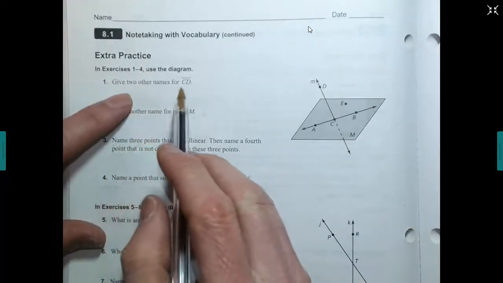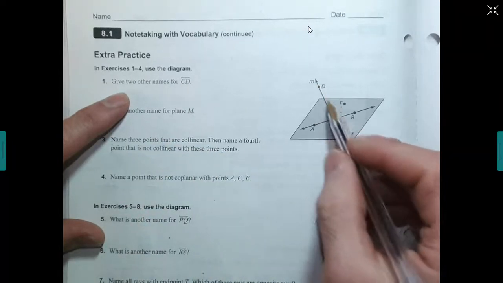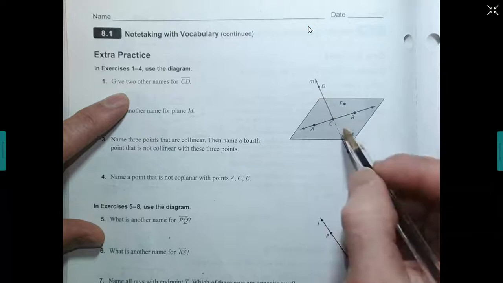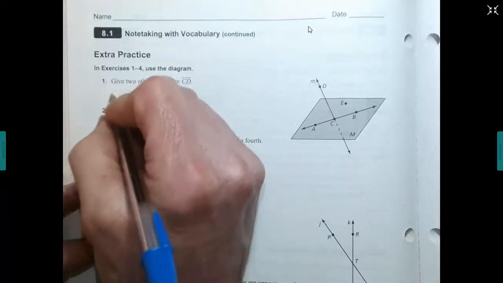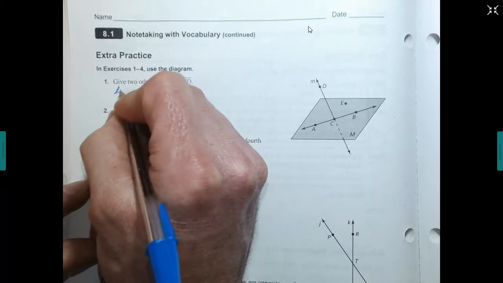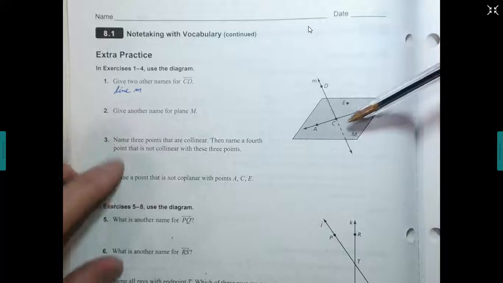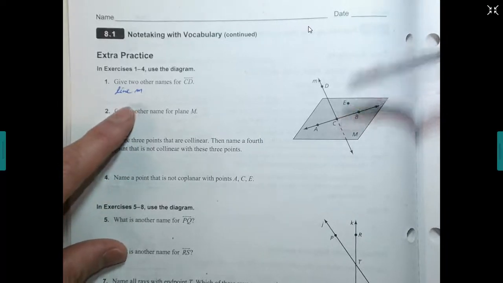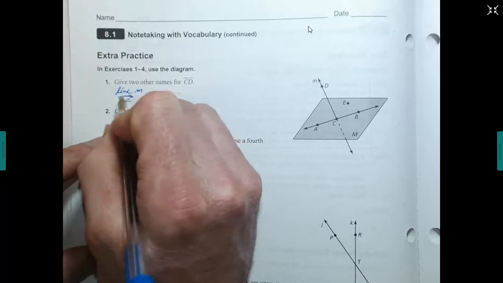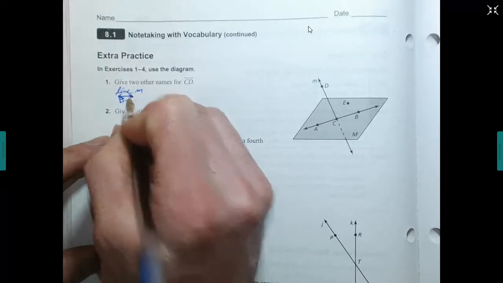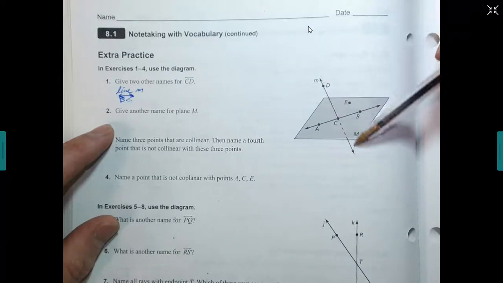Give 2 other names for line CD. So here's line CD right here. So 1 would be line M, because there's our line M right there. And then another would be line DC. There goes two other names for this line right here.